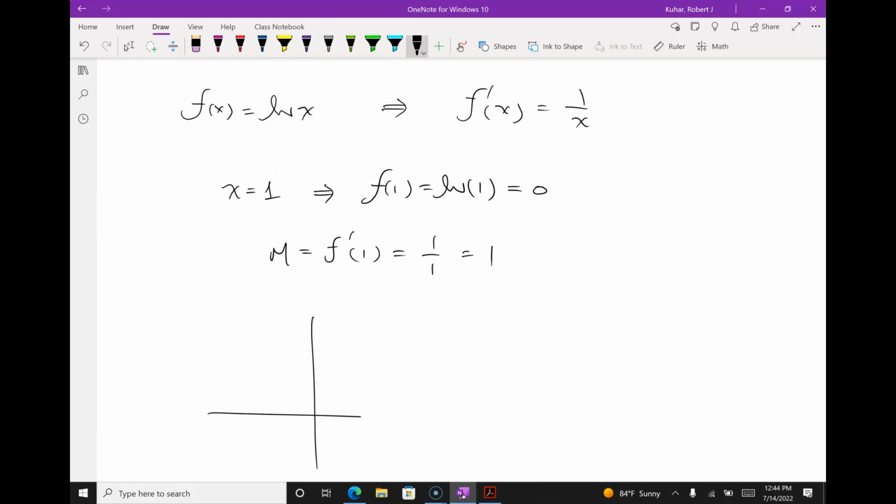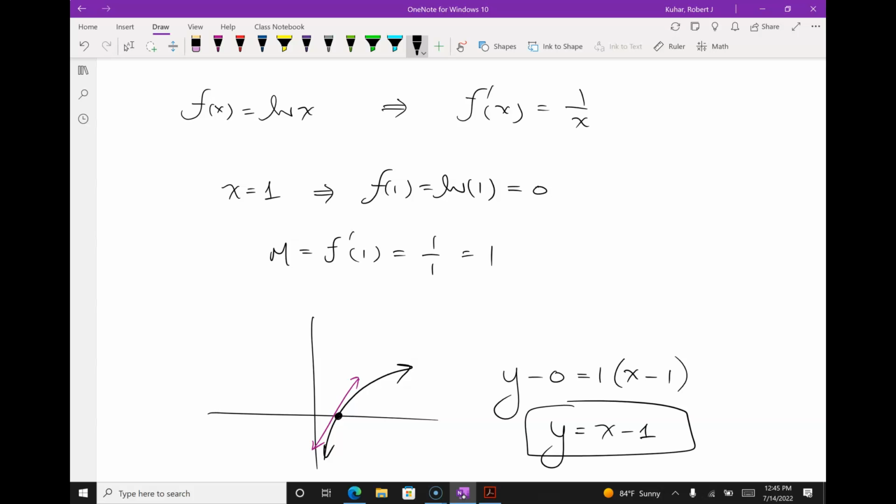So if we look at that curve, ln of x, at 1, 0, I should have a tangent line with a slope of 1. Find me my tangent line, please. Cyril, you need a pen or something? Y equals x minus 1 is a tangent line.